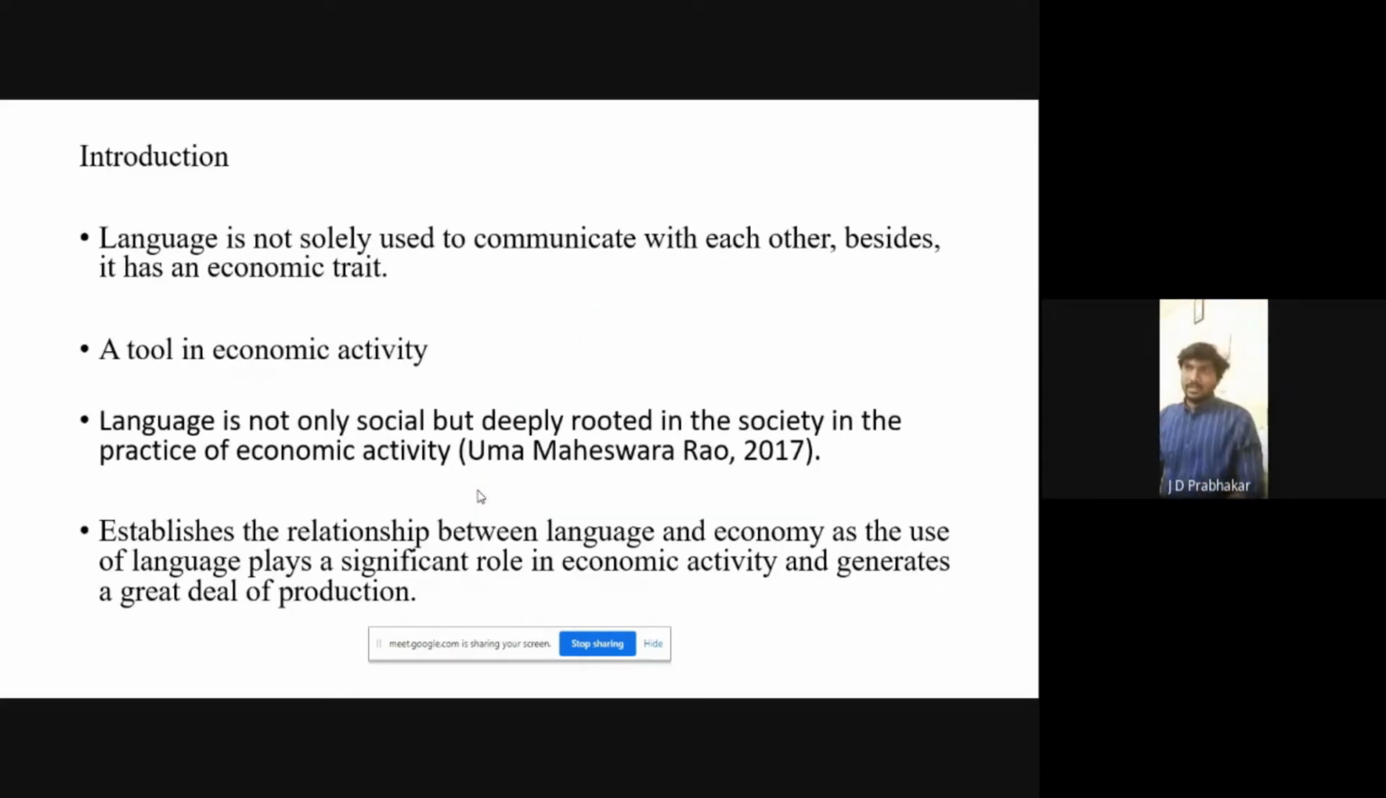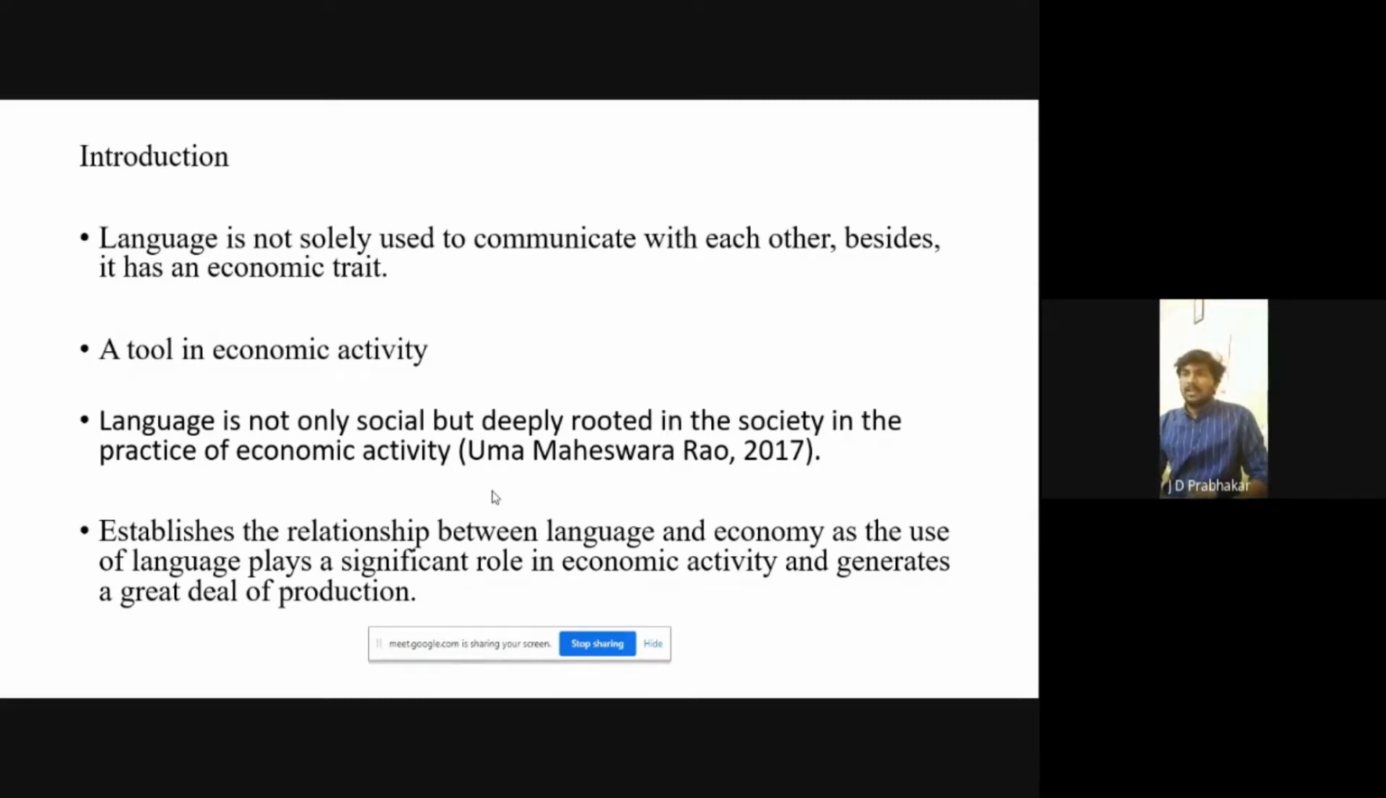So, language is generally used for communication purposes. But besides this, it has an economic side. So, what is that economic side? We are going to explore in this paper. Language is a tool in economic activity. To perform any economic activity, we need some knowledge.